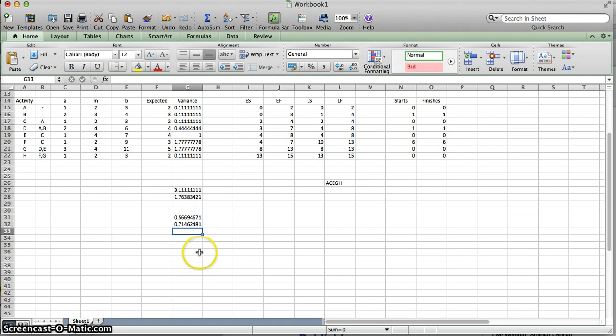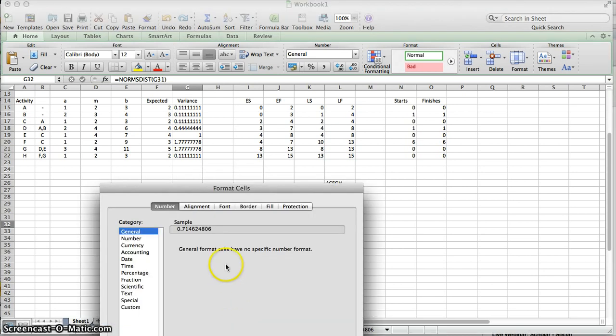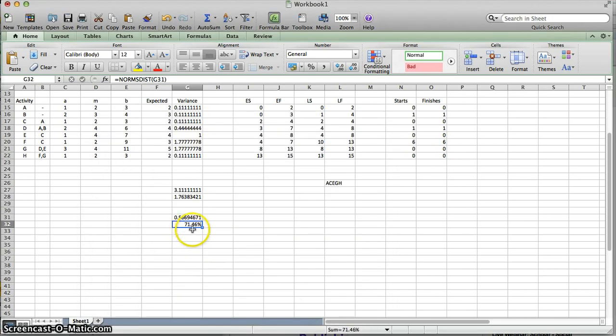And you can see that if I were to format this in its final format, remember to always display percentages correctly. So we would change this to a percentage, 2 decimal places. And we would wind up with, there is a 71.46% chance that we will have it done in 16 weeks.